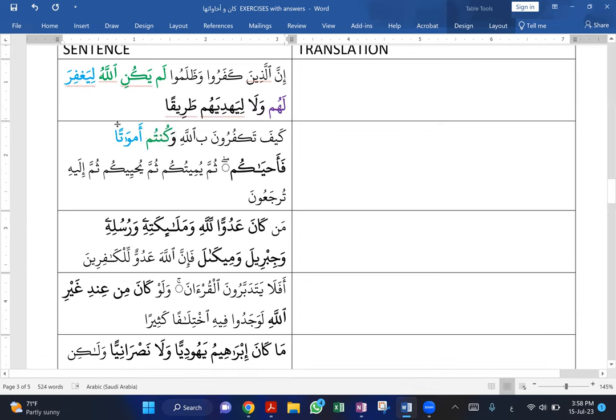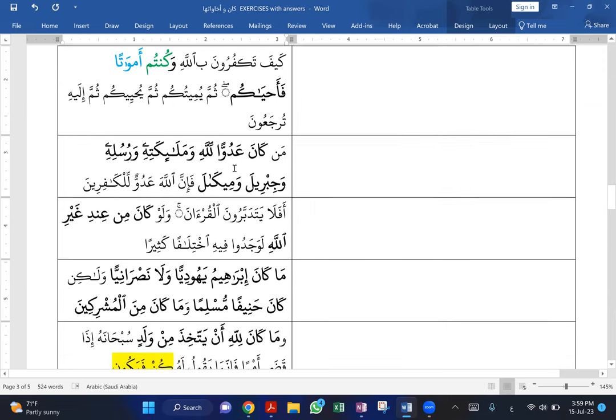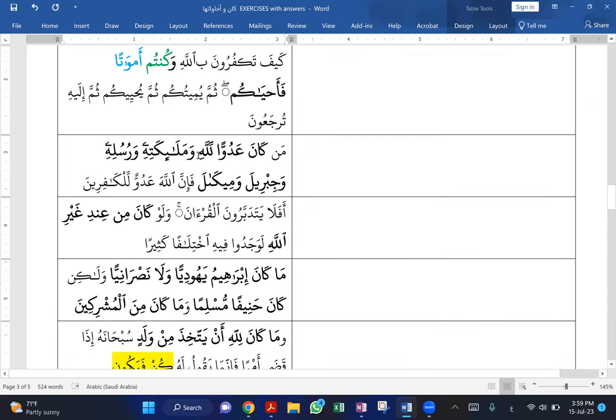So that's what we're looking at. So مبتدا خبر basically. فأحياكم. So this is a new jumla. ف here is استئنافية. It's just starting a new sentence. So فأحياكم basically means he brought you to life. He gave you life. You were dead, then he gave you life. Okay. Then we have كان عدوا لله وملائكته ورسله وجبريل وميكال. We'll stop there: كان عدوا لله وملائكته.